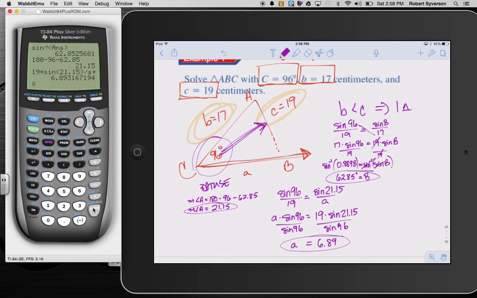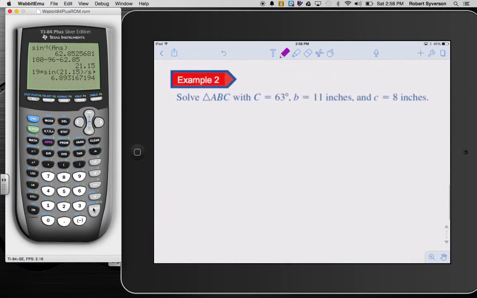Now in the next example, we're going to take a look at a situation that might have 0, 1, or 2 possible triangles to solve for. Okay, so please take a look at the next video and we will go over that. So this was the Law of Sines ambiguous case video 2. Now we'll have the Law of Sines ambiguous case video 3 coming up next.